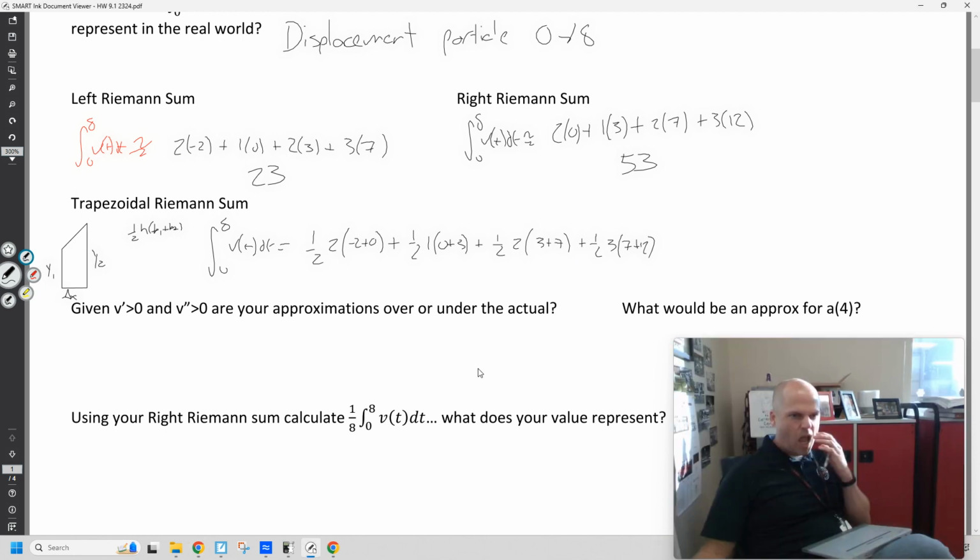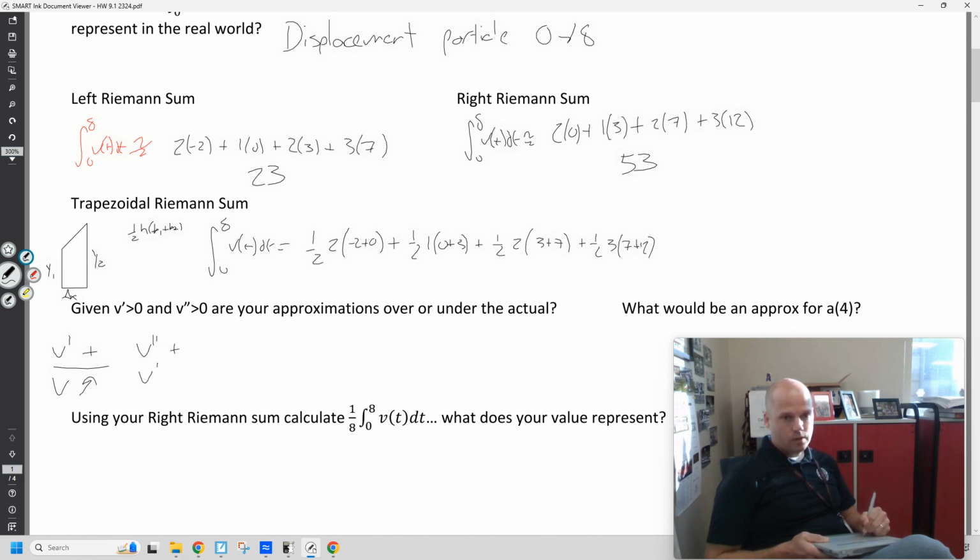Given velocity's derivative is positive, and its second derivative is positive. What is that? If the sign of velocity's derivative is positive, velocity is increasing. If velocity's second derivative is positive, then velocity's derivative is increasing, or the velocity is concave up. This is very important. If you have a graph of v that is increasing concave up, which approximations are over or under, and why?